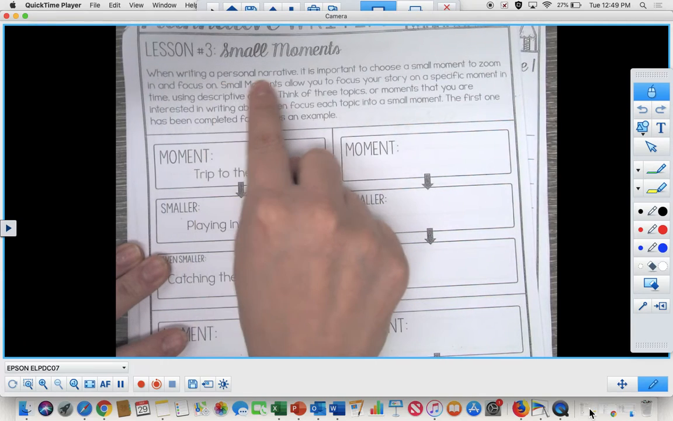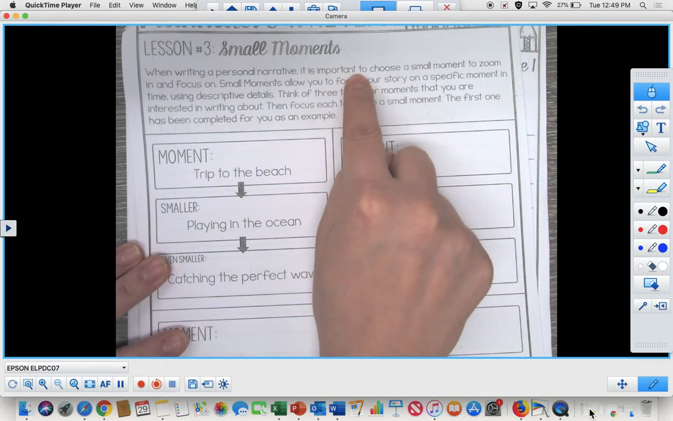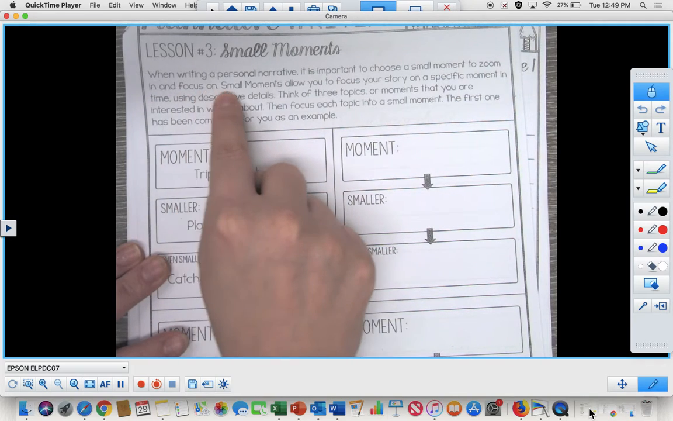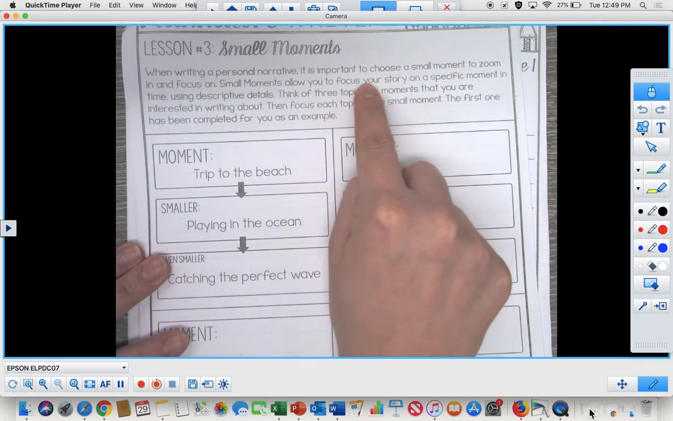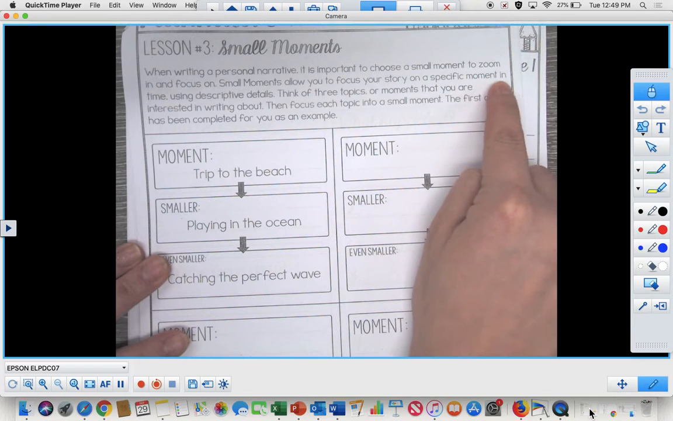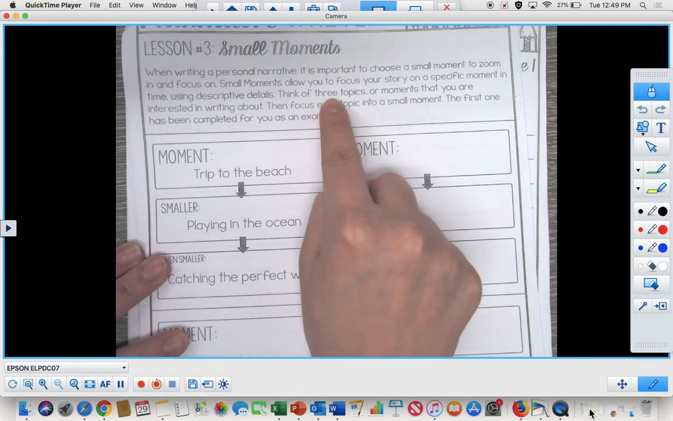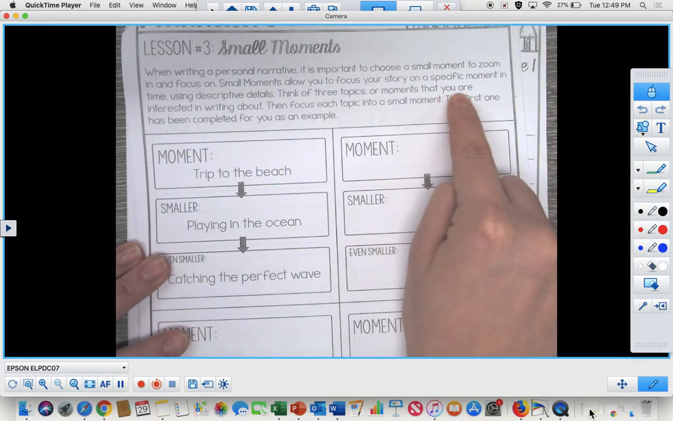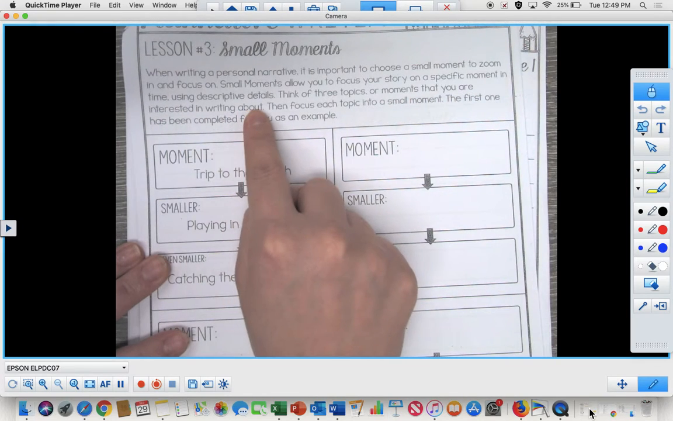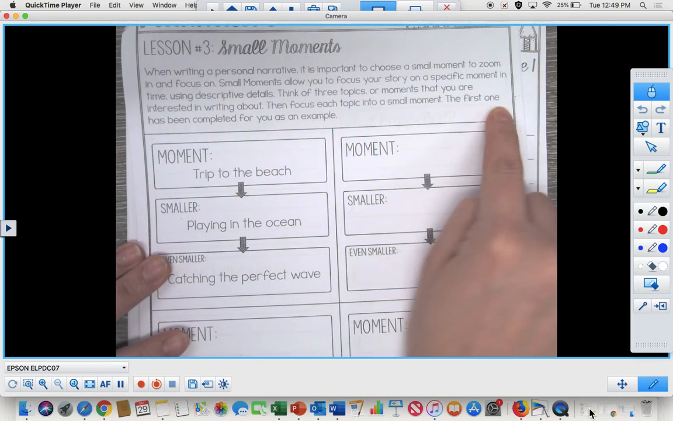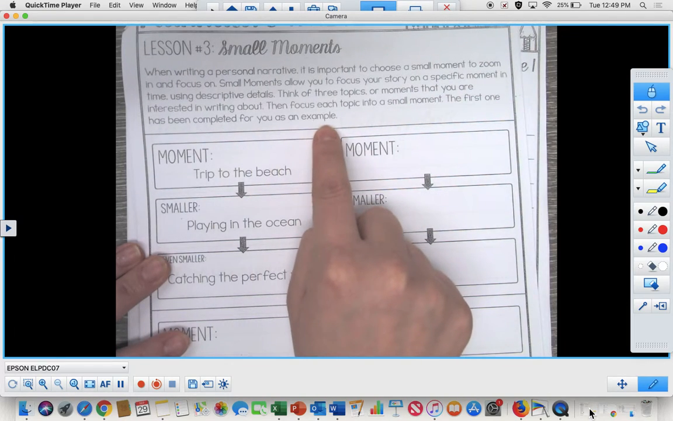When writing a personal narrative, it is important to choose a small moment to zoom in and focus on. Small moments allow you to focus your story on a specific moment in time using descriptive details. Think of 3 topics or moments that you are interested in writing about. Then focus each topic into a small moment. The first one has been completed for you as an example.